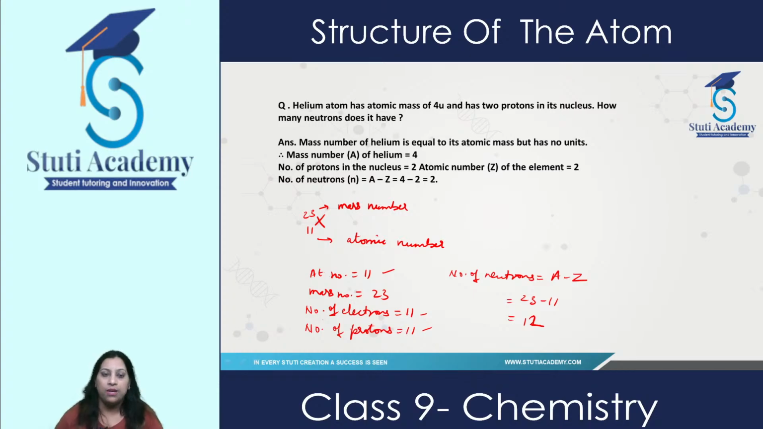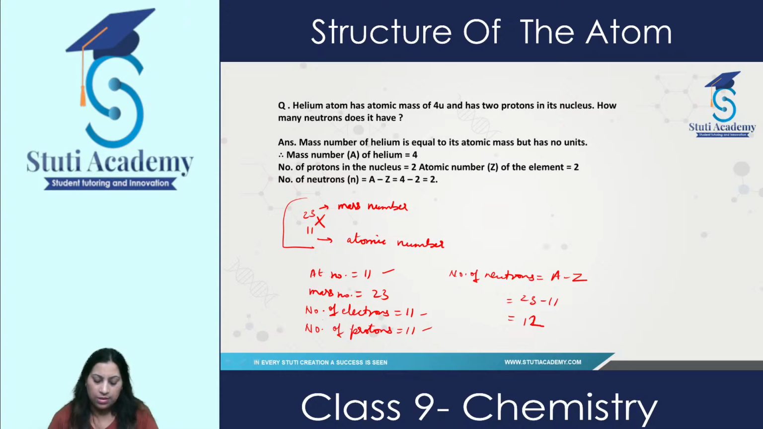I hope you can easily write the information if this type of question can come in exam. So how will you write atomic number, mass number, number of electrons and number of protons? Or you can easily find out number of neutrons as well. So these kind of question can come in exam.